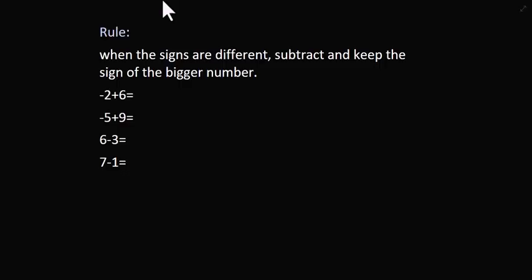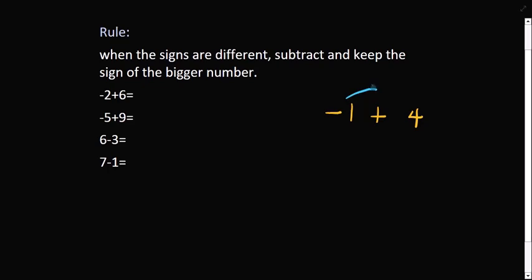The next rule says, when the signs are different, subtract and keep the sign of the bigger number. Assuming we have values such as -1 plus 4. Here we have a -1, so the sign of this number is negative, and here we have a positive number. The sign of this number is positive. Remember, the sign of a number is the sign in front of it to the left.